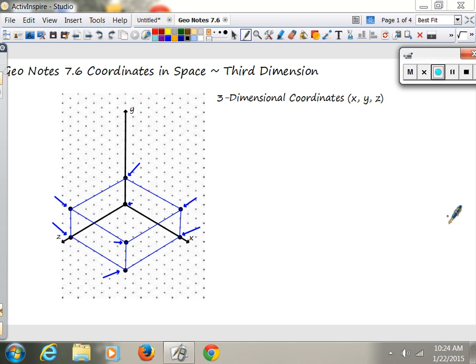All right, so these are notes for section 7.6, and it's called coordinates in space. It's basically a three-dimensional graph. You're still going to have your x-axis, which you can see right along here. You can see your y-axis is still going up. It's still a 90-degree angle for your x and your y-axis. And then you also have a z-axis that comes out. So you're going to have an x, a y, and a z-axis.